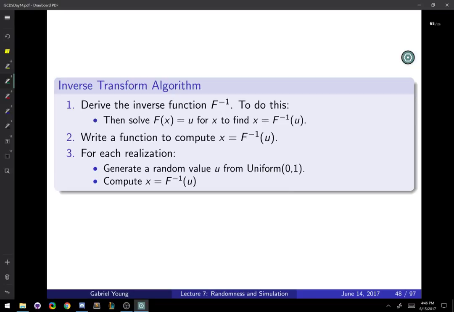Write a function to compute, let's say, the value x, which is F inverse of u. And then for each realization, generate a random value u. That's easy. We have a uniform function, right? So think, like, let's reinvent the wheel. In theory, you could use that linear congruential operator, generate a number from the unit interval, and stick it into the inverse, and then you can get any distribution you want. Does that make sense? You can literally simulate random draws for probability distributions from nothing, right? It's pretty cool. And then once you evaluate the uniform, you just stick it into F inverse. That's it.